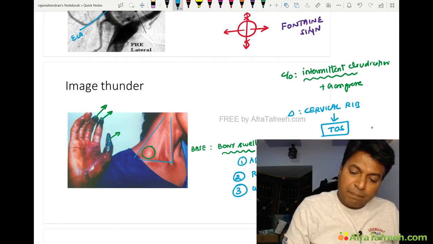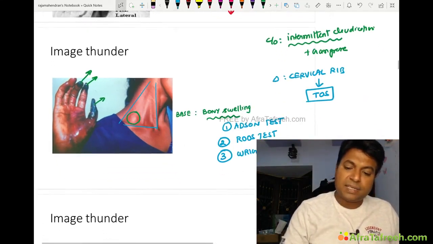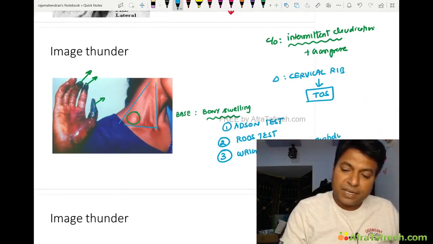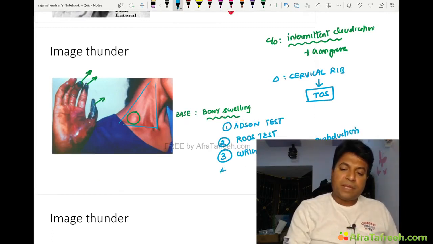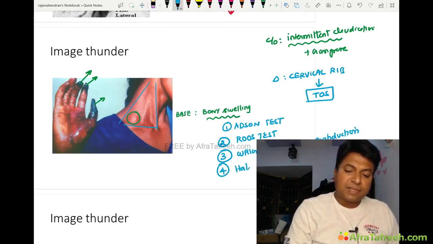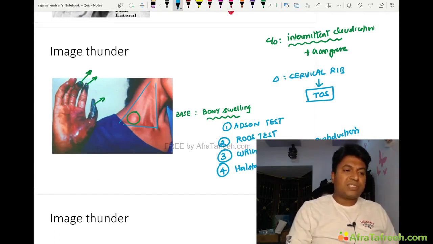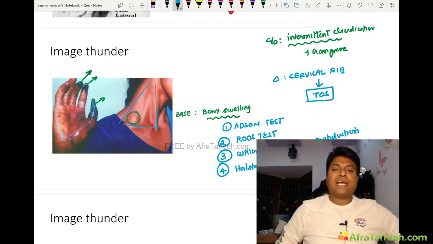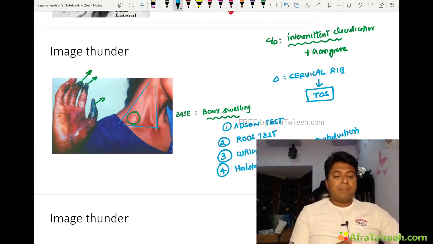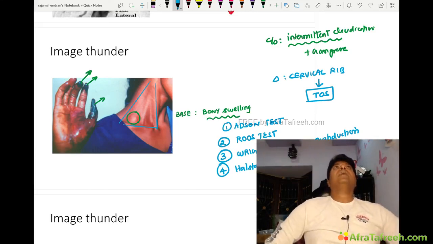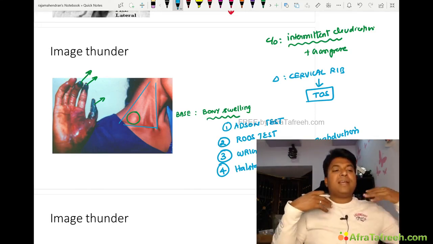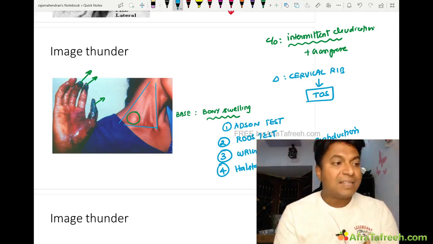Wright test is the hyperabduction test. Then the fourth one is Halsted test. You should ask the patient to stand like a military man, with the shoulders extended. They will have pain. That is known as Halsted test.